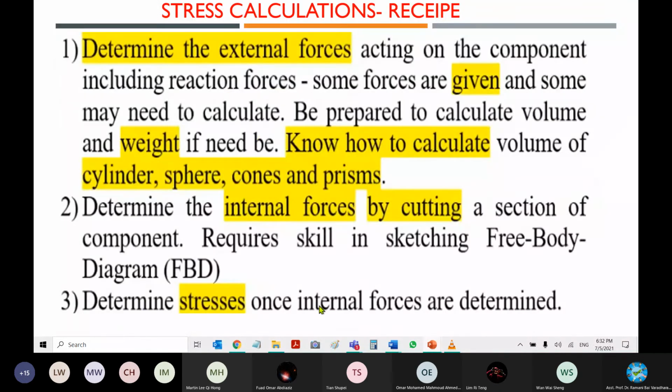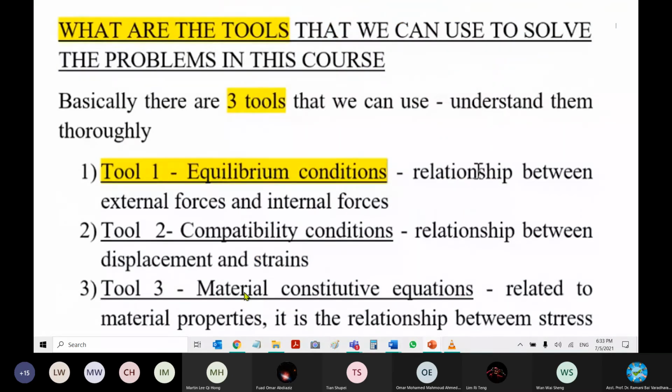Determine stresses once internal forces are determined. There are external forces, and there will be internal force. According to Newton's law of motion, whenever there is an action, there will be a reaction. Action is by the external load, reaction by the body. Whenever the body is subjected to load, it will create an internal force, the response of the body, and the corresponding force over area is called stress produced in the body. We'll study all these things. So you have to calculate.